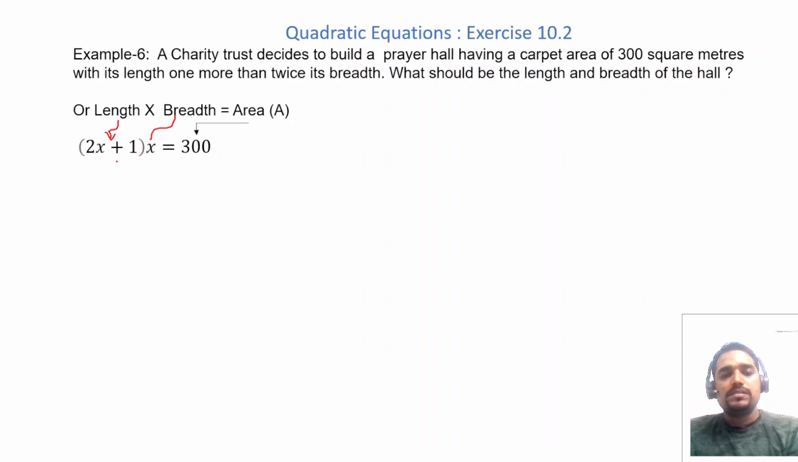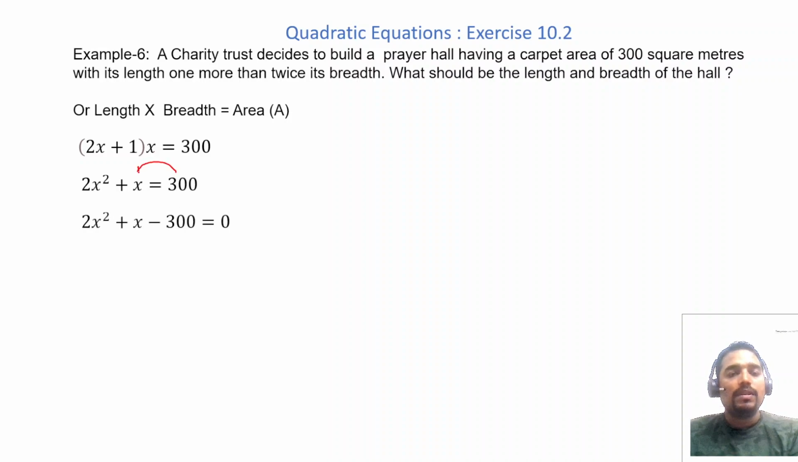Now let us simplify this. In order to simplify the LHS, multiply this x with both the terms, that is the distributive rule is applied here. x into 2x is 2x square plus x into 1 is x, that is 2x square plus x is equal to 300. In order to build the final quadratic equation, take this 300 towards the LHS. Plus 300 upon transposing becomes minus 300. Therefore the equation 2x square plus x minus 300 is equal to 0 is the final quadratic equation that was supposed to have been framed.